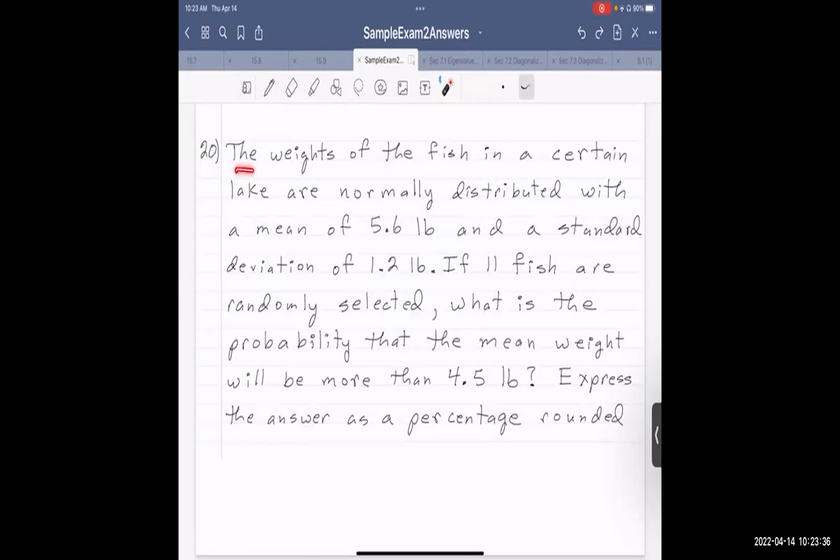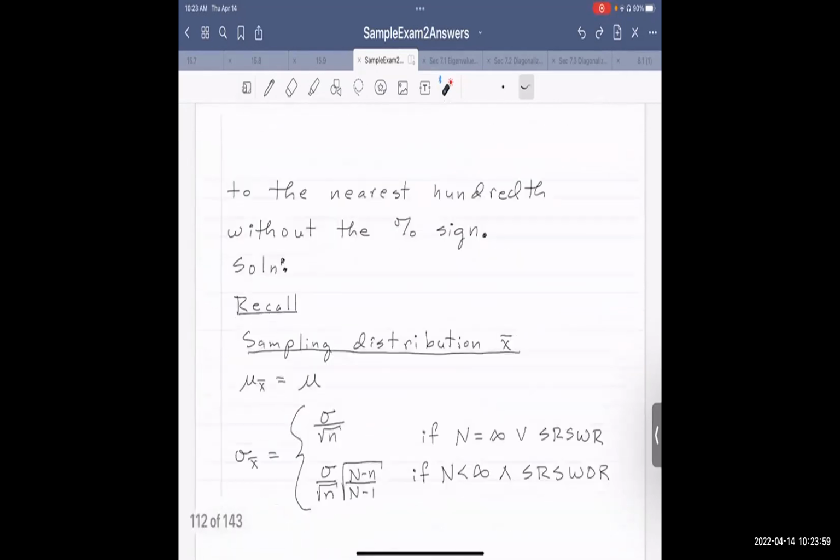20. The weights of the fish in a certain lake are normally distributed with a mean of 5.6 pounds and a standard deviation of 1.2 pounds. If 11 fish are randomly selected, what is the probability that the mean weight will be more than 4.5 pounds? Express the answer as a percentage rounded to the nearest hundredth without the percent sign.